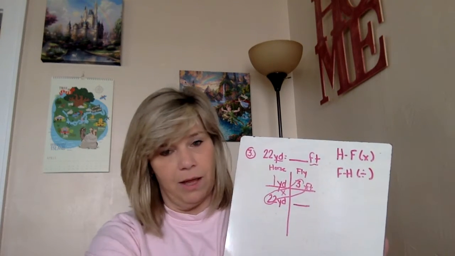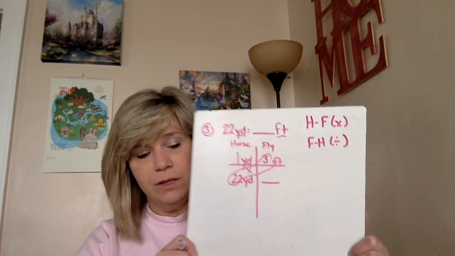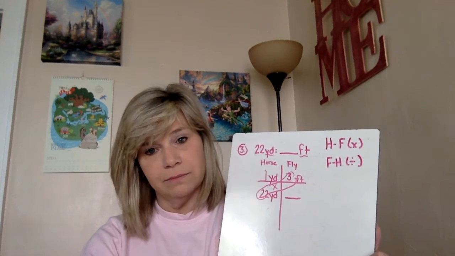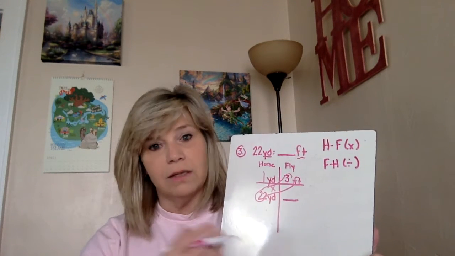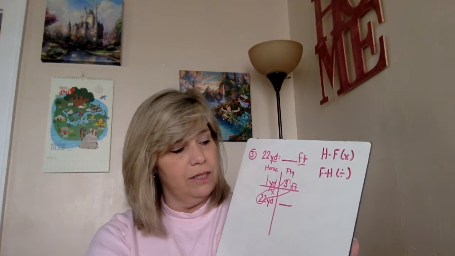Now this one we can do in our head, can't we? So what is 22 times 3? Pause it, see if you can answer it. 22 times 3 is 66. So 22 yards is equal to 66 feet.